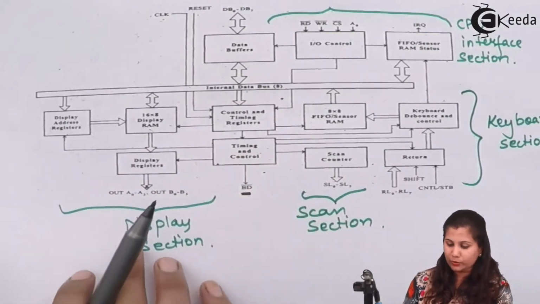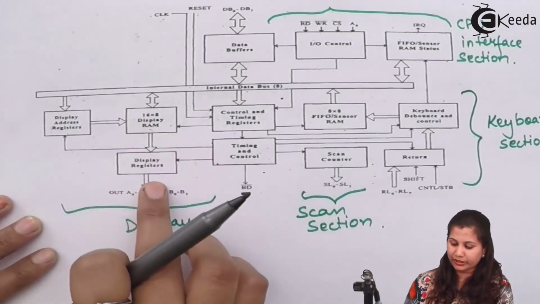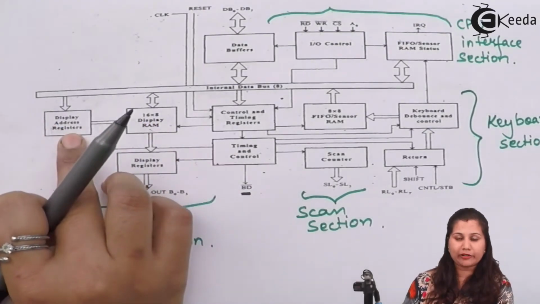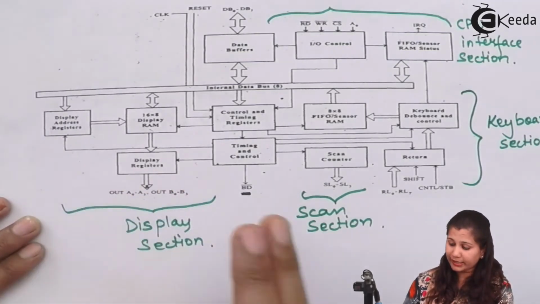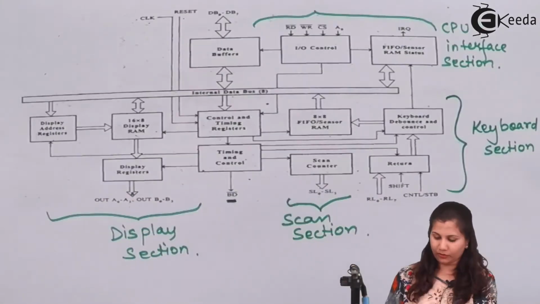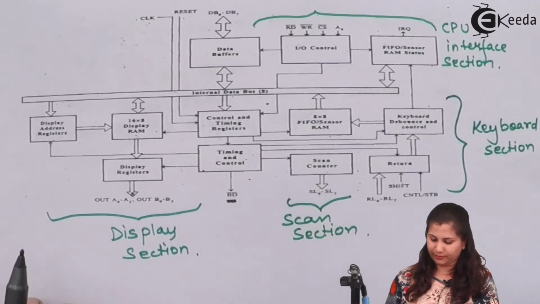So this was the display section in which we studied the display RAM, the display registers, display address lines, and the output lines. Now let us come to the scan section.